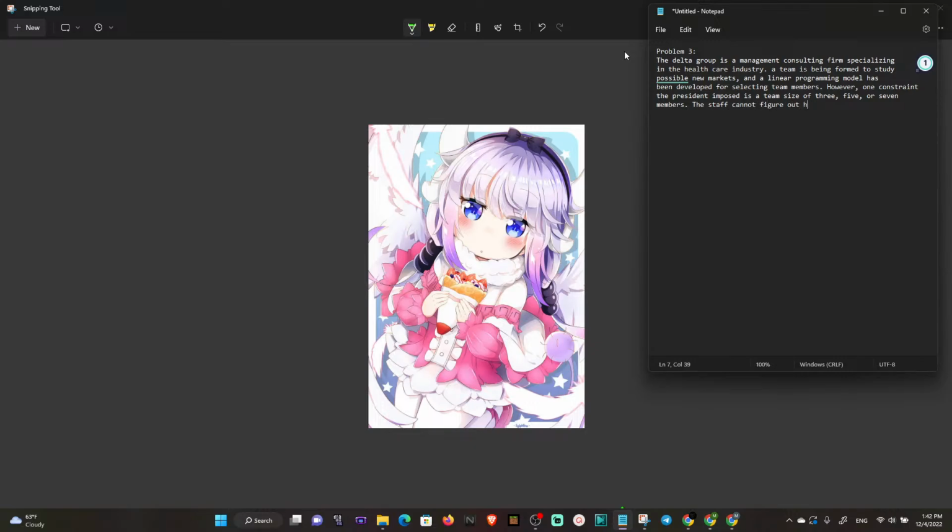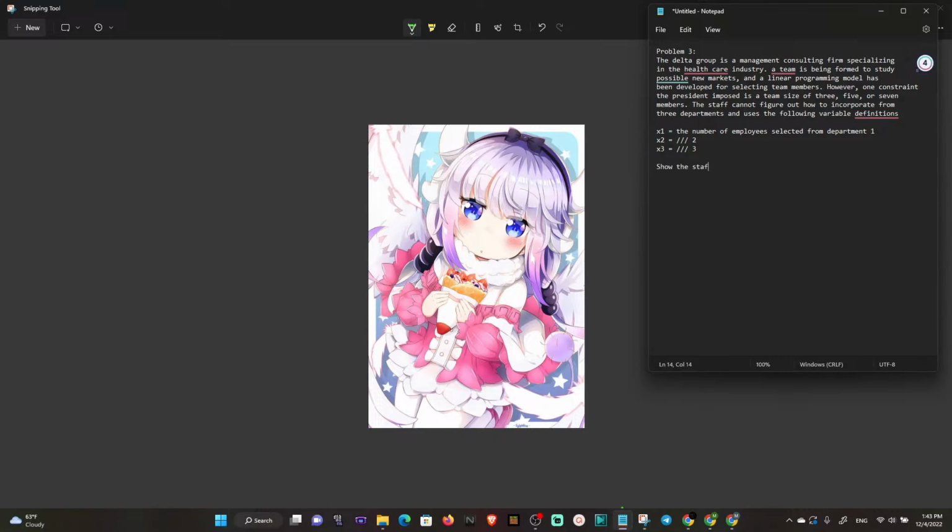The team cannot figure out how to incorporate employees from 3 departments and uses the following variable definitions. There'll be x1 is equal to the number of employees selected from department 1, x2 equals the number of employees selected from department 2, and x3 is the number from department 3. Okay? Do my forward slashes make sense to you? Good.